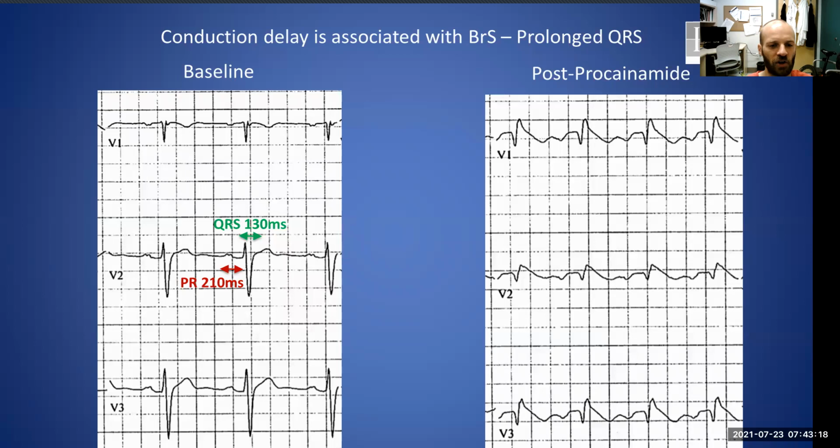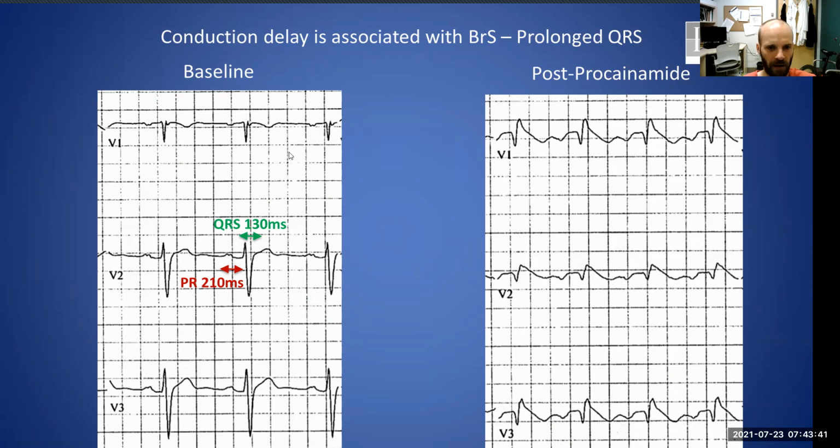It may be that the conduction is just generally slow everywhere, that the electrical signals are getting down through the His-Purkinje system, but it's just taking longer to get there. And so you may get this non-specific prolongation of the QRS complexes, out beyond 120 milliseconds, but not with a typical right bundle or a typical left bundle morphology.